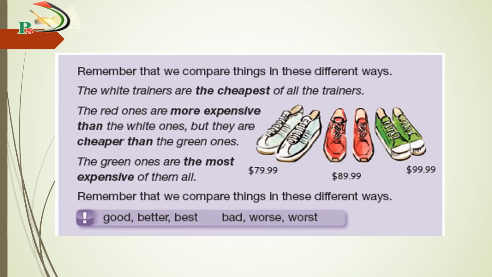Now let's read the information box. Remember that we compare things in these different ways. The white trainers are the cheapest of all the trainers. The red ones are more expensive than the white ones, but they are cheaper than the green ones. The green ones are the most expensive of them all. Remember that we compare things in these different ways: good, better, best; bad, worse, worst.